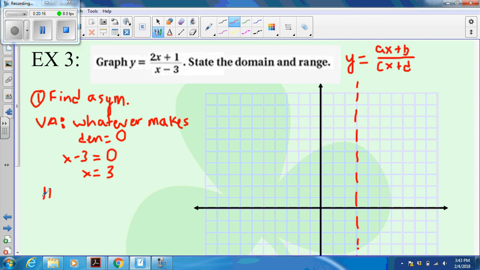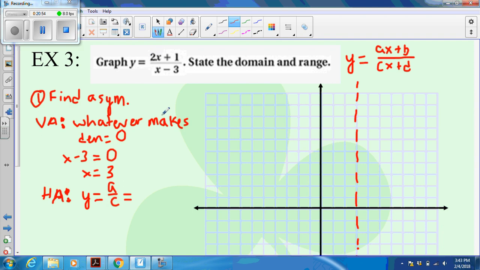Now to find the HA, which is our horizontal asymptote, we're going to do something a little bit different here. It's going to be y equals, remember, because horizontal asymptote. We're going to take our A value and divide it by our C value. That's going to be our horizontal asymptote. So notice in our general form, we have ax and then cx in the denominator. So we go to our graph, 2x plus 1 divided by x minus 3.